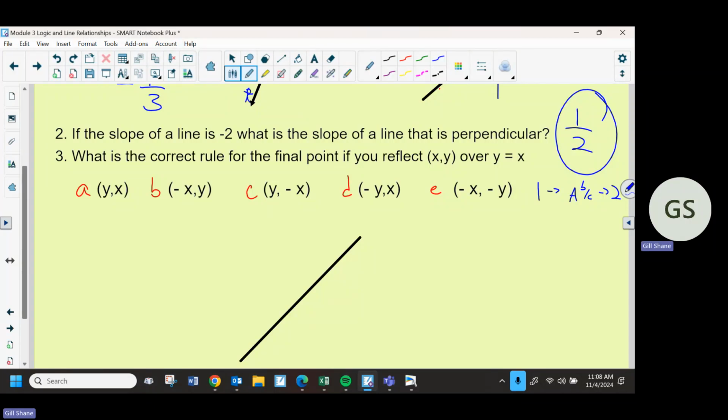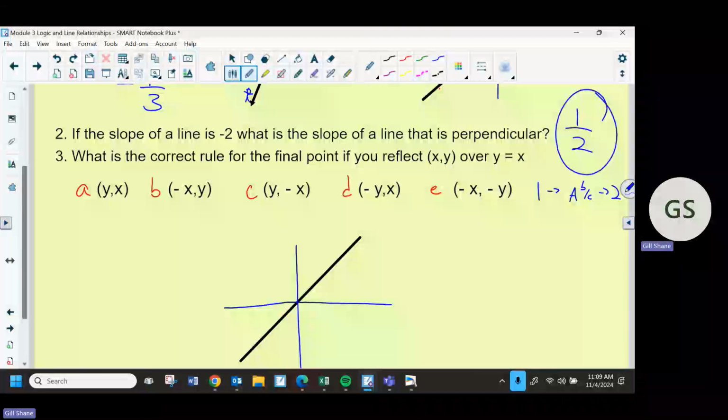We may have only done it once with this line, but we did it over the y-axis, over the x-axis. We did it over x equals a number. I think we did it over y equals a number. And it's the same process every time, just a different line of reflection.